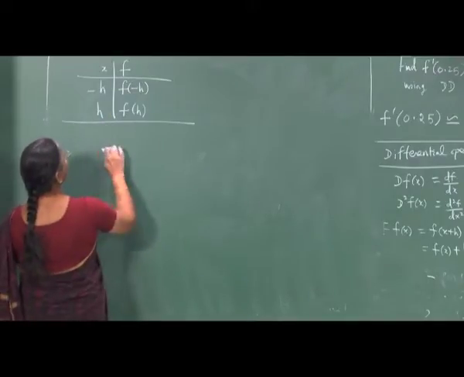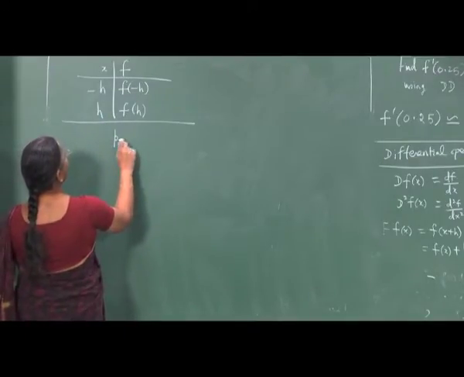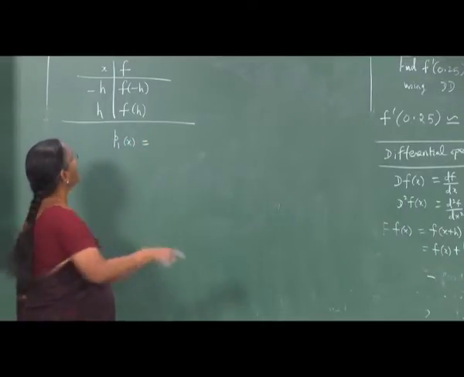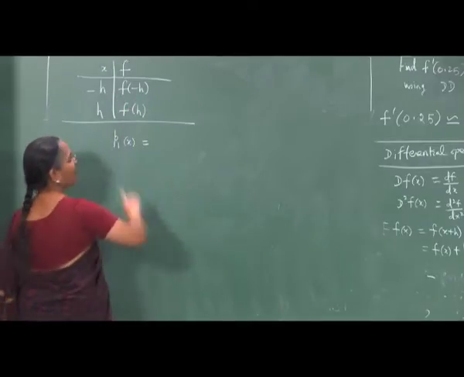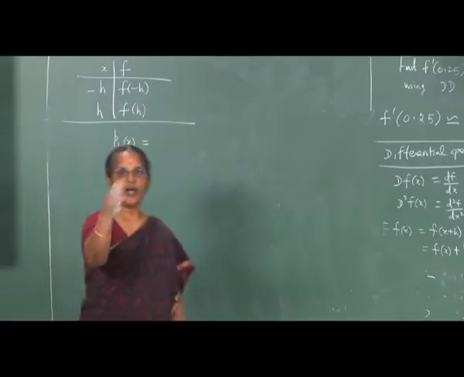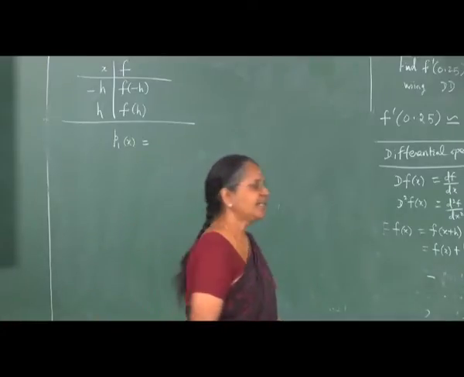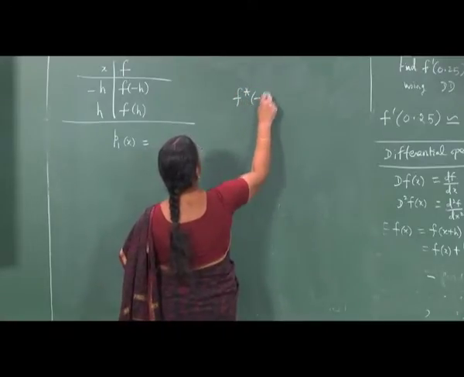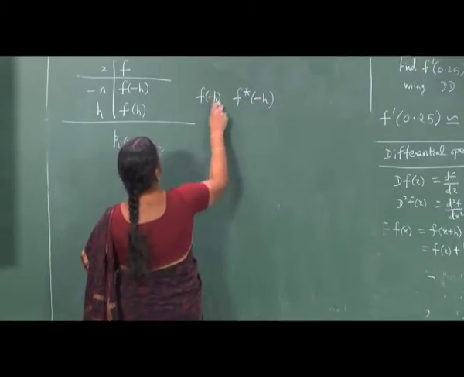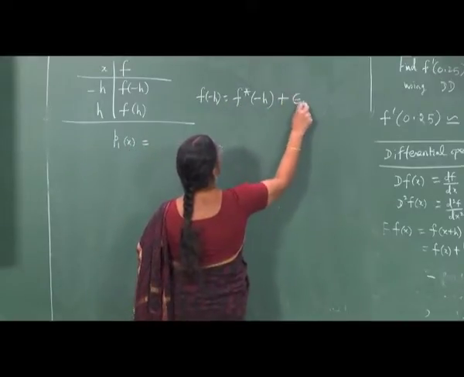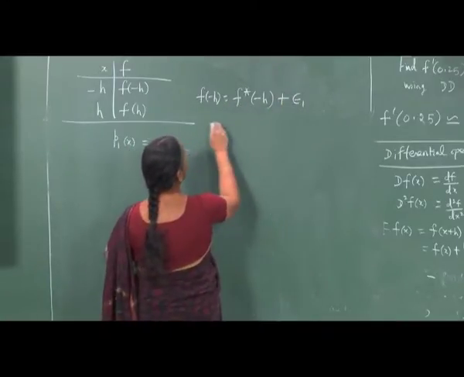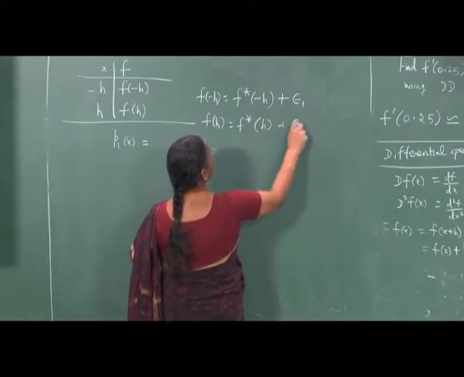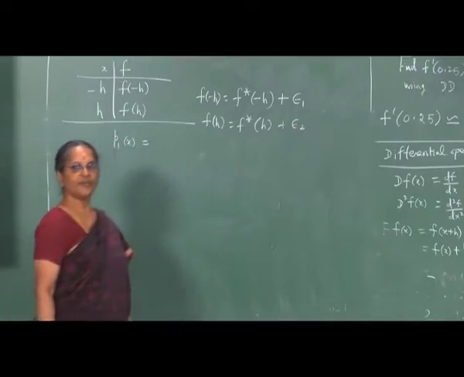I can interpolate this function by a linear polynomial p1 of x. Remember that f of minus h and f of h involve rounding errors. Namely, the actual value, let us denote it by f star at minus h, so that f of minus h is this plus some epsilon 1, which is the rounding error. And similarly, f of h is f star of h plus some error, which is epsilon 2.